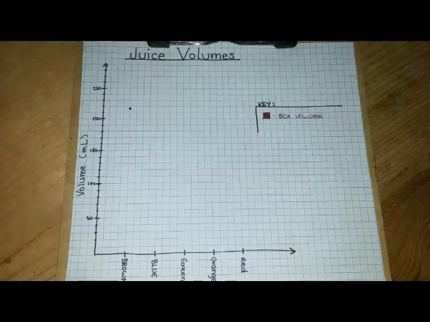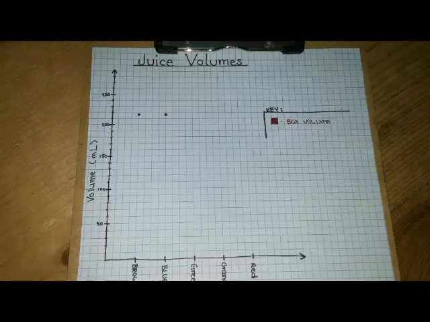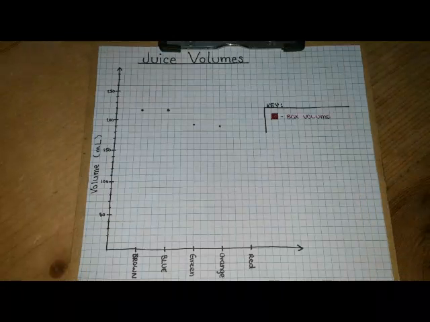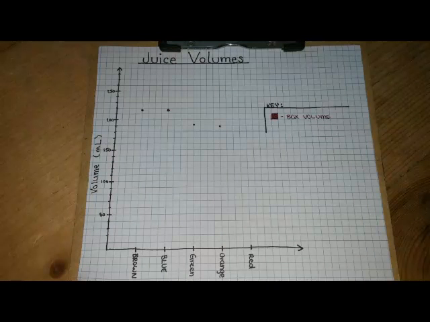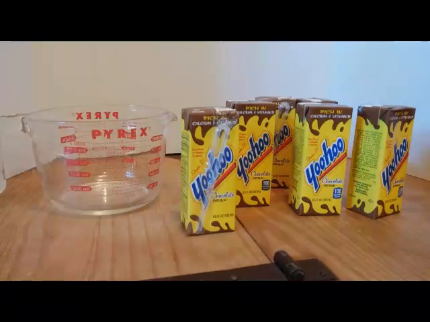For brown, we have 218.88 milliliters. Blue has 218.88 milliliters as well. Green has 191.52 milliliters. Orange has 189.70 milliliters. And finally, red has 132.10 milliliters. Now that we have our box volume, we need to measure our juice volumes.